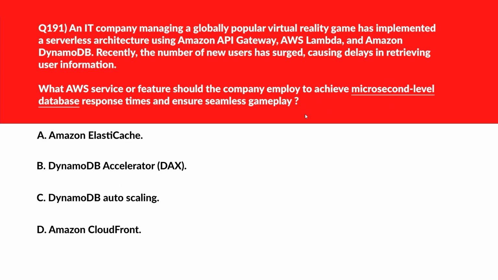So let's first look at option A. A says Amazon ElastiCache. ElastiCache provides caching capabilities, what we need as per the question, but the problem with ElastiCache is that ElastiCache cannot integrate with DynamoDB database. That's why ElastiCache is wrong.